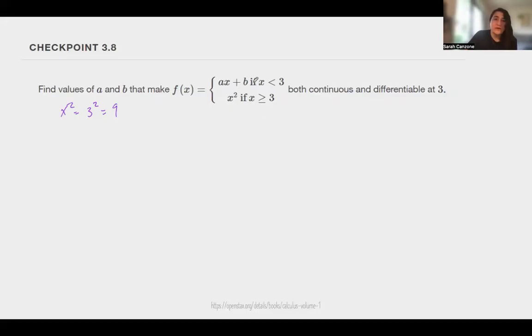We know also, like I said, in order to be continuous and differentiable, that these two guys have to be equal. They have to connect so that it's a nice continuous function. So I know that ax plus b must be equal to x squared at 3. This is the same thing as saying we'll plug in 3. 3a plus b is 9.